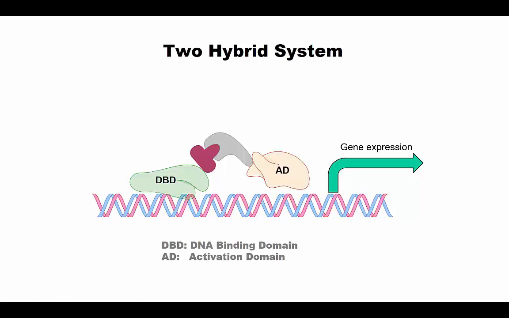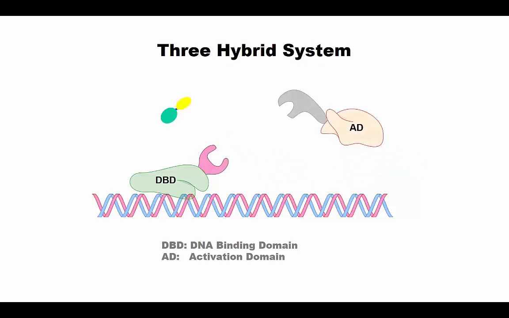Now, we further expand this into a three hybrid system. In the three hybrid system, we have one protein here, another protein here, and another small molecule involved here. Let's say this is your active molecule and you want to find its binding target. Then in this system, you have one bait part here which has a known binding affinity. Then you can express proteins from cDNA, so you have a target protein candidate library here.